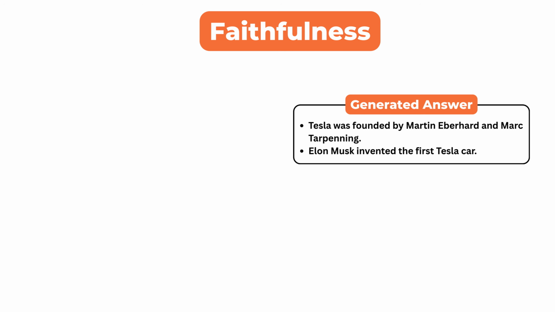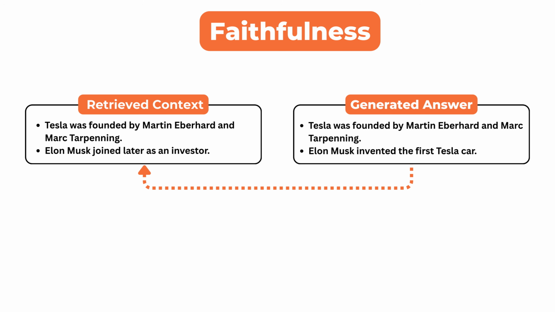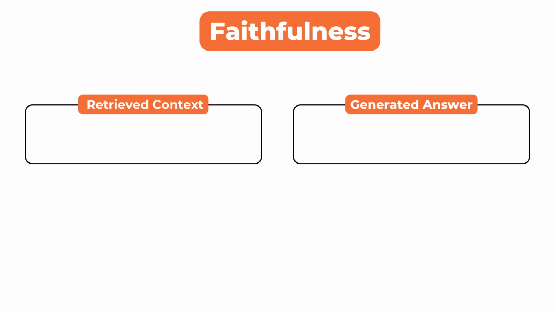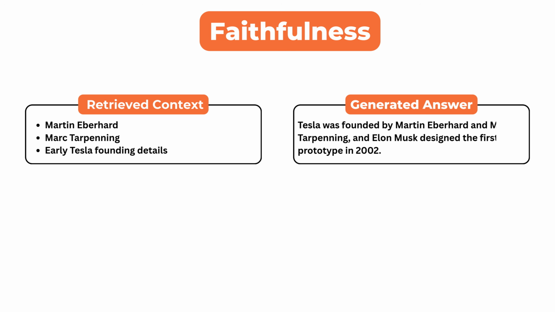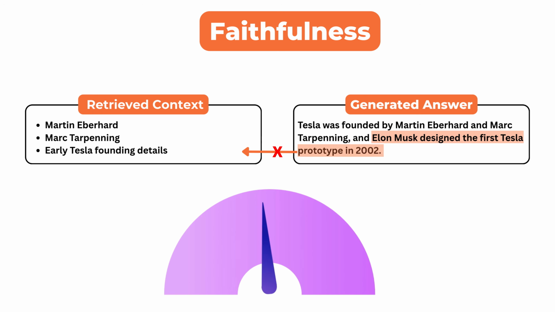Next one is faithfulness. Faithfulness checks whether the answer is fully supported by the retrieved context. If a statement in the answer does not appear in the retrieved text, faithfulness goes down. For example, if the retrieved context mentions Tesla's founders and the answer adds a claim that isn't present in those chunks, faithfulness drops because the answer is no longer grounded in the provided evidence.